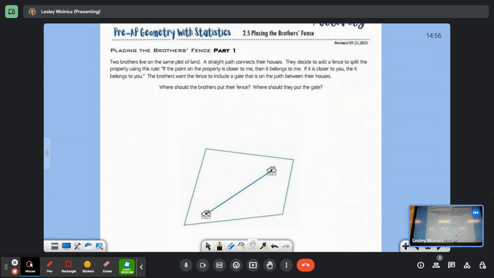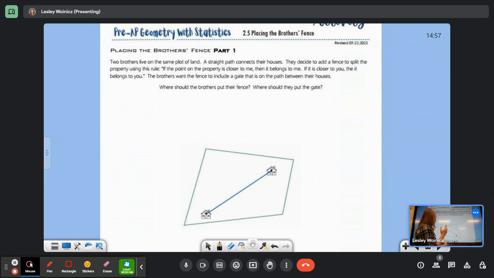If a point on the property is closer to me, then it belongs to me. If it's closer to you, then it belongs to you. So the brothers want the fence to include a gate that is on the path between their houses. Where should they put their fence? So question 1, first thing that we're going to do is figure out where does their fence go?